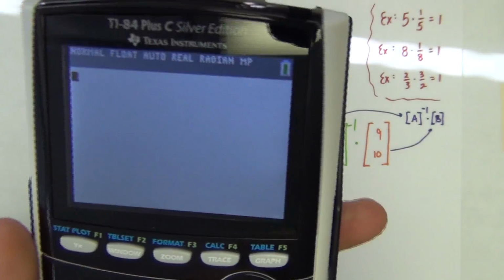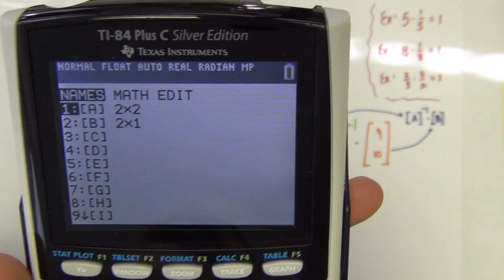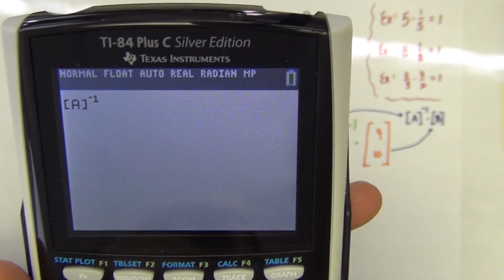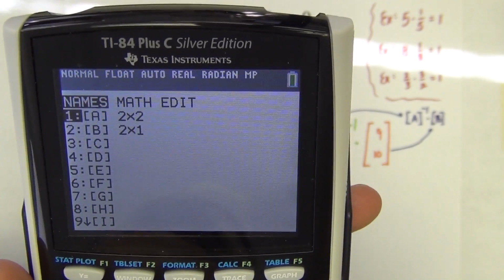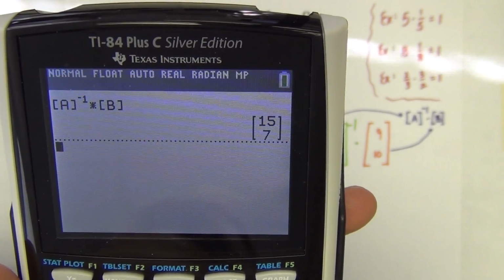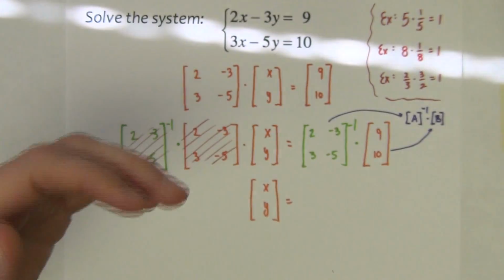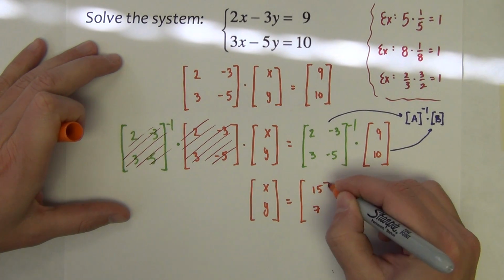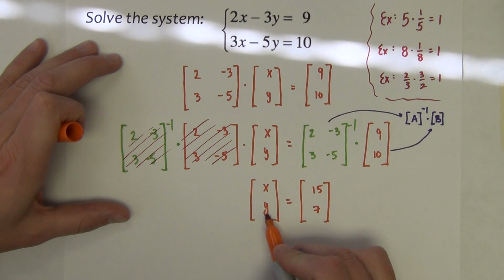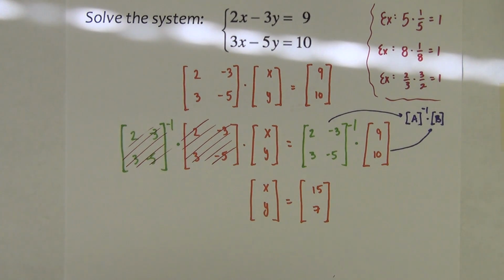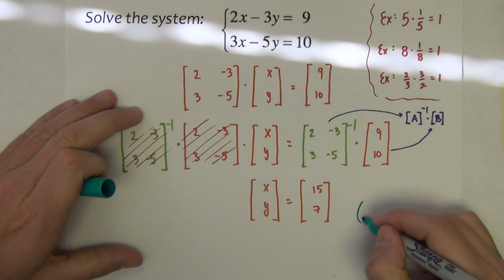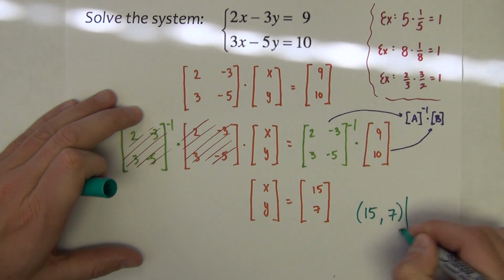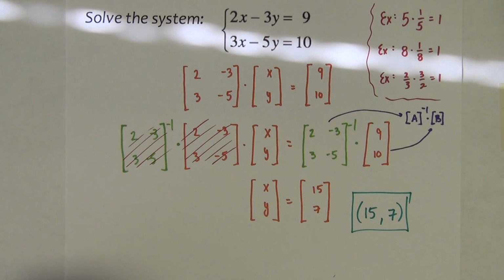So that would look like this. I'm going to need matrix A, the inverse button, times matrix B. So the answer is 15, 7. Now, if you just simply match them up, x matches with 15, y matches with 7. The solution to this system is 15, 7. And so there's an alternative way to solve this problem that doesn't require the substitution or elimination method.